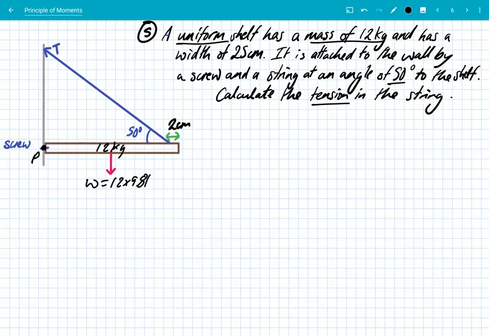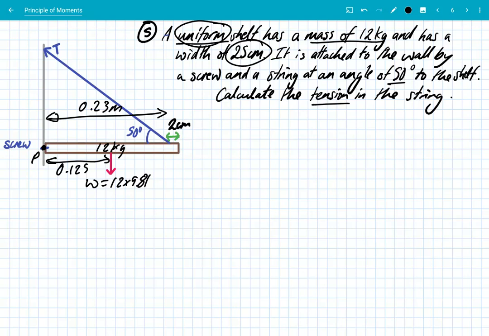We haven't got all of our distances labeled on our diagram, but we know the overall shelf is 25 centimeters, and we know the distance from the string to the end is 2. Therefore, we can say that this distance is 0.23 meters, because we always use meters. And because it's a uniform shelf, the center of mass must be halfway along, so this distance is going to be 0.125. So we've got our forces, we've got our distances.